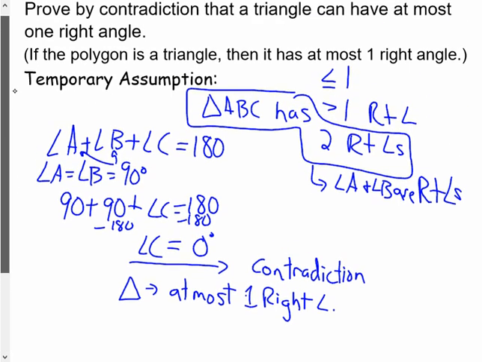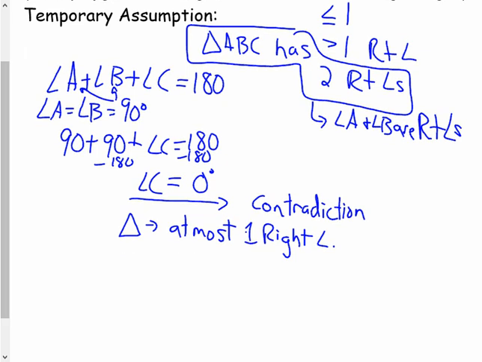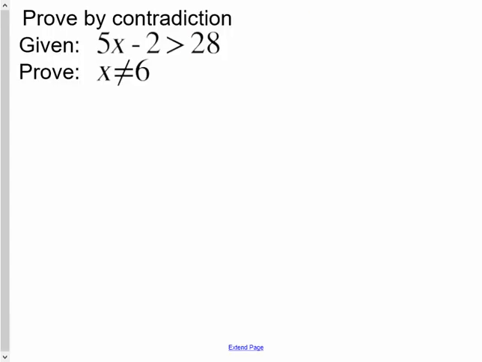Right, basically go back to that if-then statement and say it's true, right? Yep, triangles have at most one right angle. We've got a couple more algebraic examples, and then we'll get into some triangle ones. Prove by contradiction that 5x minus 2 is greater than 28, and x cannot equal 6. So go ahead, write your temporary assumption, and then mathematically finish it. So go ahead, try that one on your own.